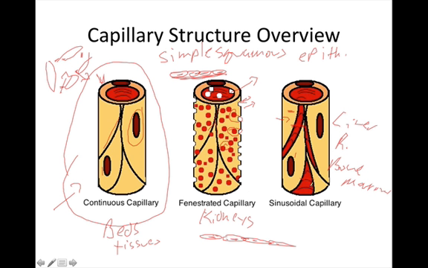Now this allows large materials to pass out of these sinusoid capillaries and into the appropriate areas. If you think of an organ like the liver and all that it does, for example, when you think about how the liver manufactures plasma proteins like albumin and your fibrinogens, all right, we want to be able to get those proteins into the bloodstream, and we need spaces large enough to squeeze those proteins in.